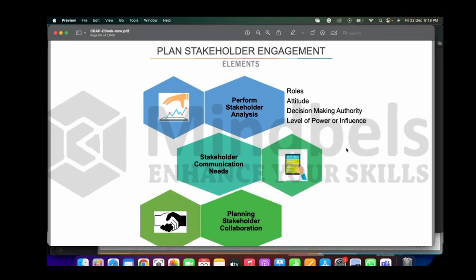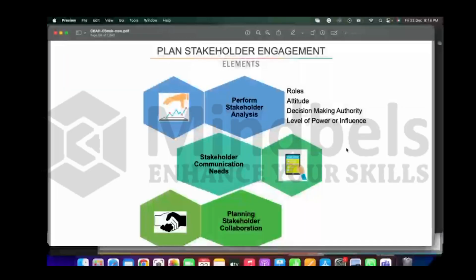Everything you will have to keep in place. Planning stakeholder collaboration. Collaboration is important, right? Let's say you delivered a problem solution to a client, and the project is done. Yes, the project is completed, but you would like to grow the business with the same client, right? You would like to plan to retain them. How? You'll have to plan your collaboration activities.